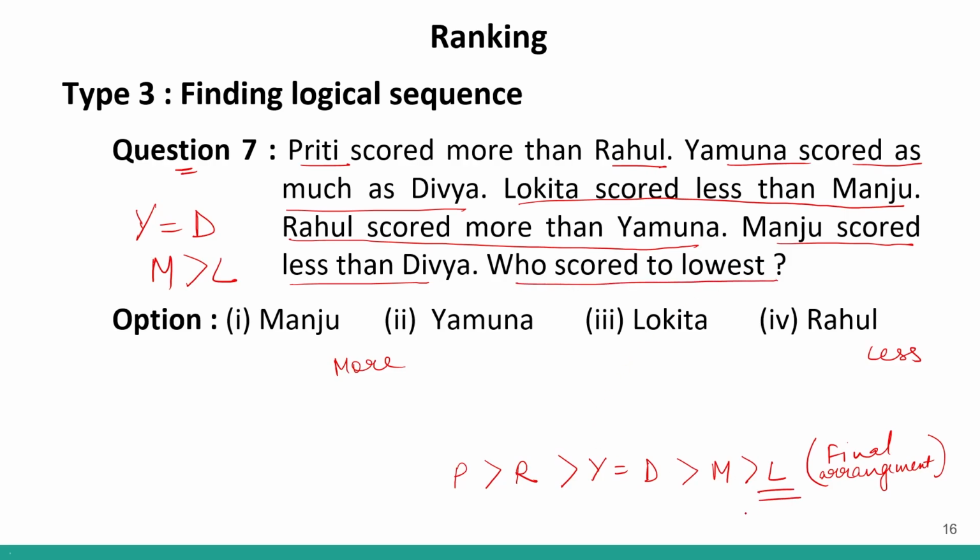Now, we have to find out who scored the lowest. So, who scored the lowest? Definitely Lokita scored the lowest. Who scored the lowest? Lokita scored the lowest. So, my answer will be option number 3, Lokita.